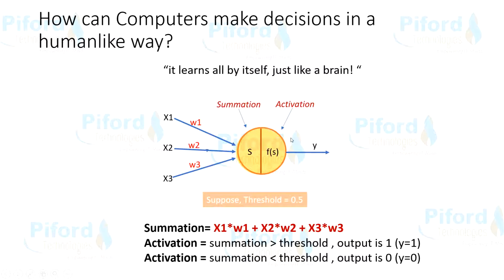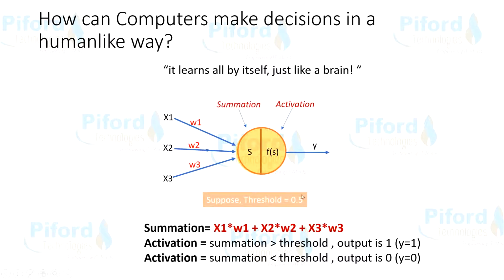How does activation work? Activation functions compare the summation value, which is the output of the summation, with some threshold value. Just to make you understand the concept, here I am using a threshold value of 0.5. Otherwise there are lots of activation functions that we use, but to explain what computation this perceptron does, I am just taking the threshold value as 0.5.